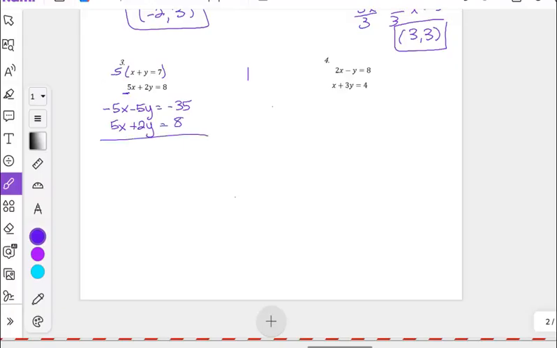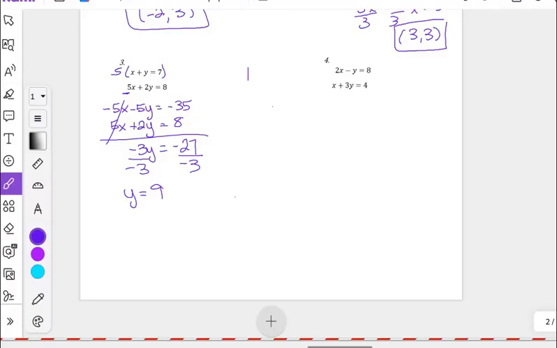Negative 5x plus 5x cancels out. Negative 5y plus 2y is negative 3y. And negative 35 plus 8 is negative 27. Then I'm going to divide by negative 3. So y is going to equal 9.